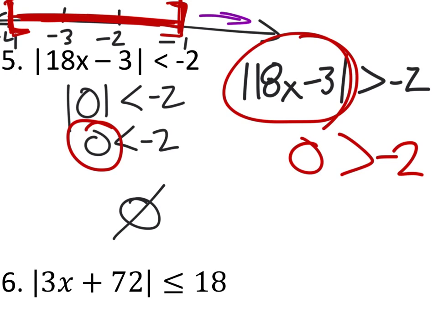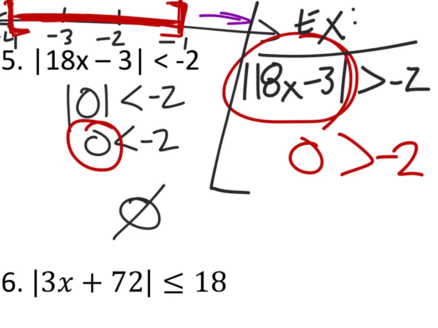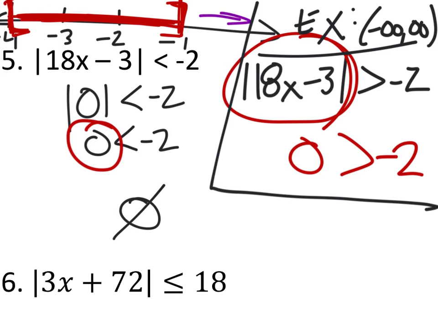Again, this is just a separate example. Okay, so this is separate, and this is always going to be true. So in actuality, the interval for this one is negative infinity to infinity. So keep that in mind.